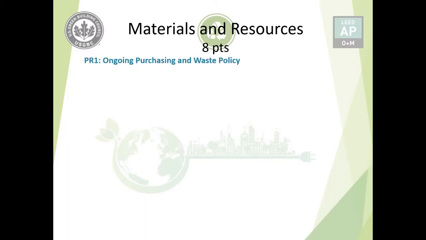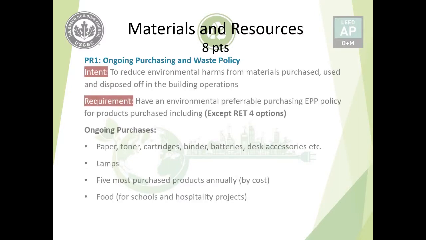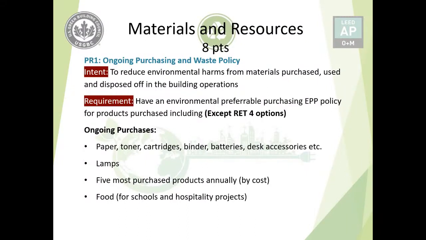Prerequisite number 1 is ongoing purchasing and waste policy. So we know we have divided it into 2 sections, the first incoming and the second outgoing. Ongoing purchasing is the incoming part and waste policy is the second section. The intent is to reduce the environmental harms from materials purchased, used and disposed of in regular building operations.